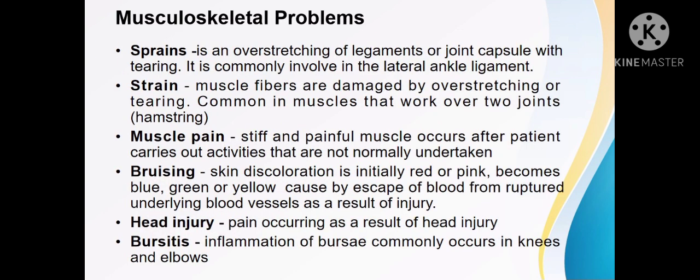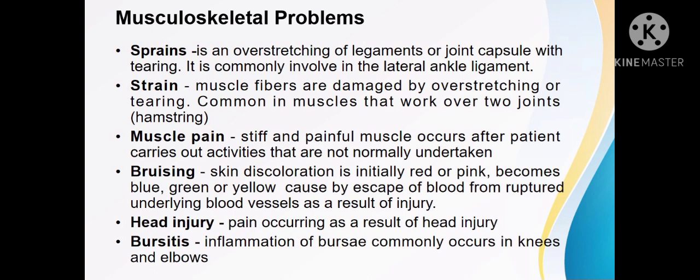Aside from headache, musculoskeletal problems are also common in community pharmacy. An example is the sprain, which is an overstretching of ligaments or joint capsule with tearing. It commonly involves the lateral ankle ligament. Another problem is strain, where muscle fibers are damaged by overstretching or tearing. It is common in muscles that work over 2 joints such as the hamstring.